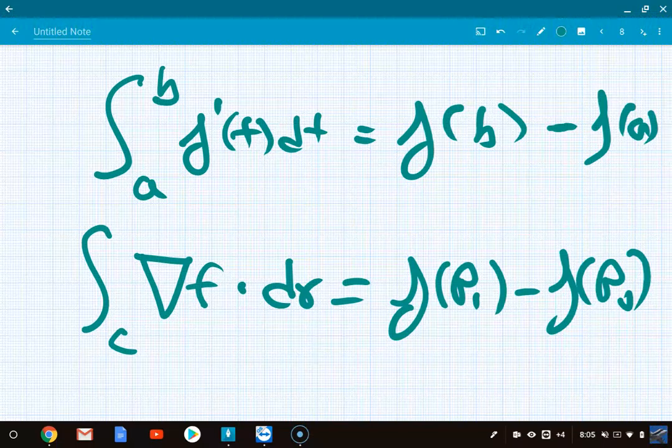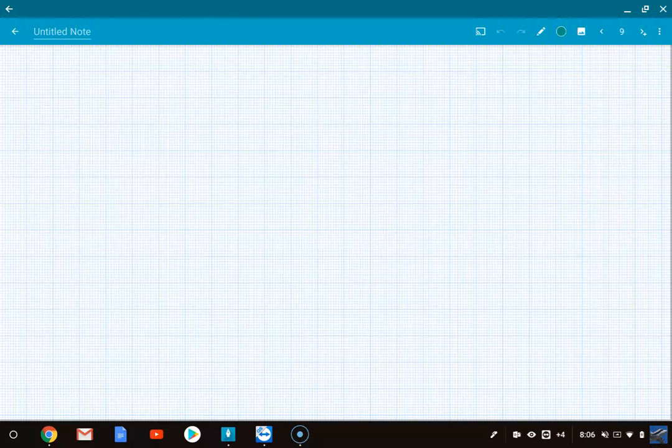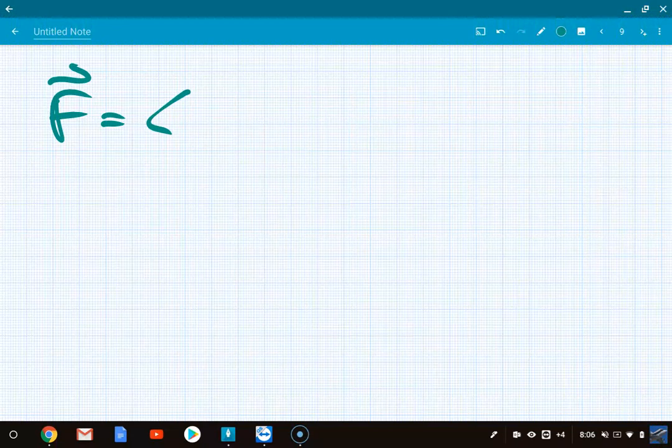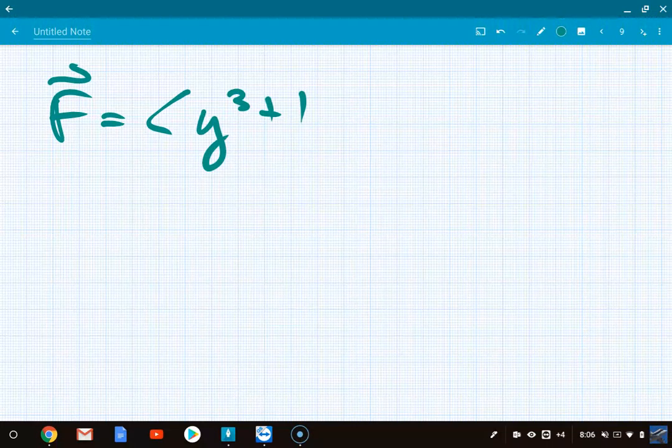So if this is a gradient field, there is a potential function because the gradient of the potential function is the vector field. So is that what's going on here? Let's see. What if I go back to the beginning and talk about F, where M was, what was M? Y cubed plus 1, right? And N was 3xy squared plus 1?